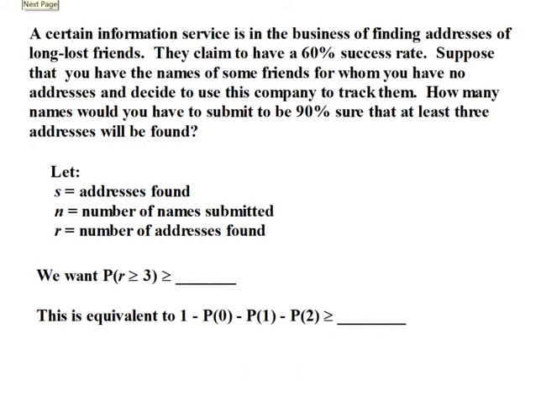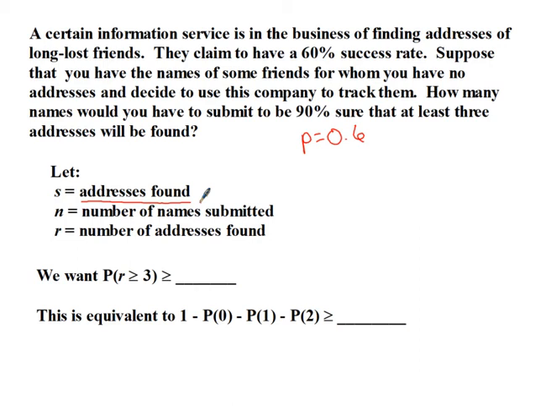A certain information service is in the business of finding addresses for a long lost friend. They claim to have a 60% success rate. Okay, so p is 0.6. Success is finding an address. They do that 60% of the time.